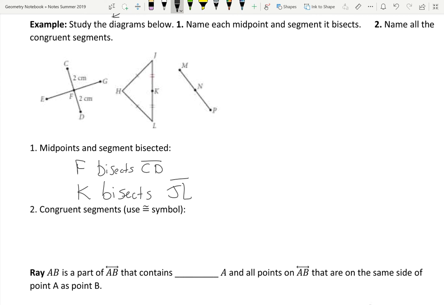So congruent segments using the congruent symbol. Well, each of the midpoints would mean that CF is going to be congruent to FD, and JK is going to be congruent to KL. And then we also have an isosceles triangle. So I can see that based on the markings here, HJ is congruent to segment HL.